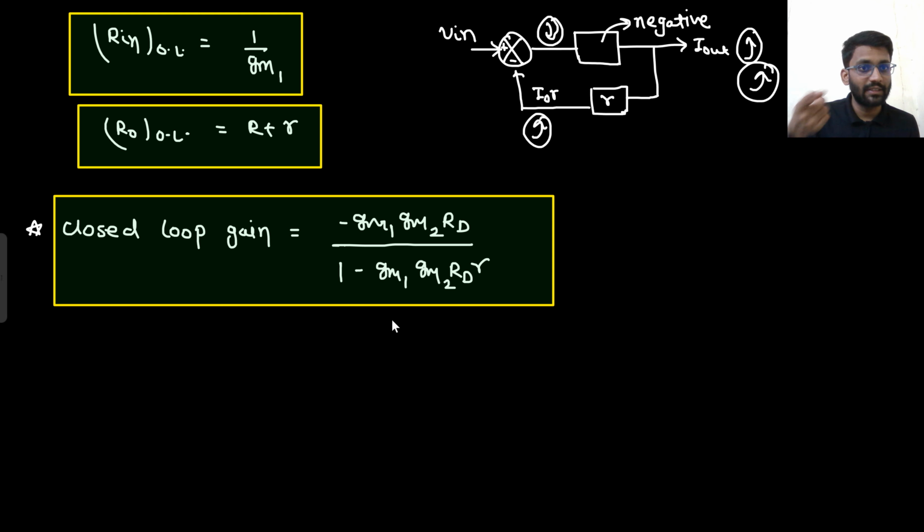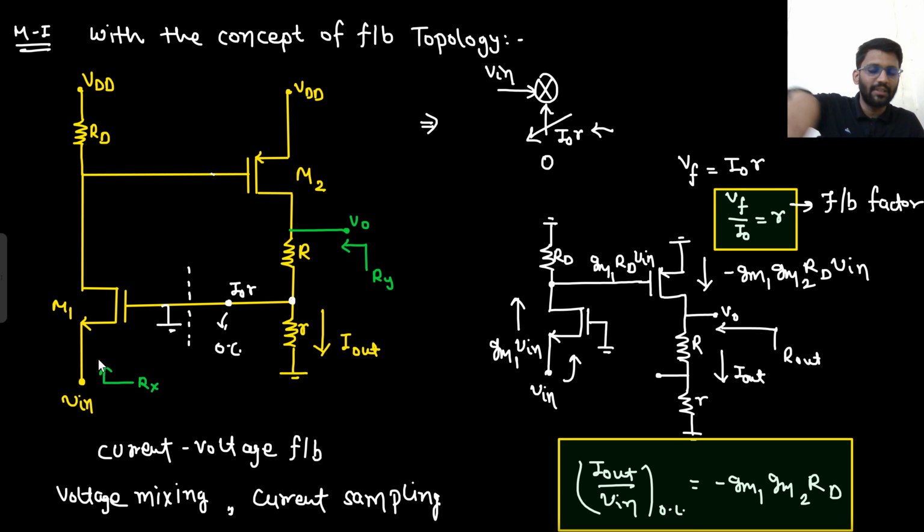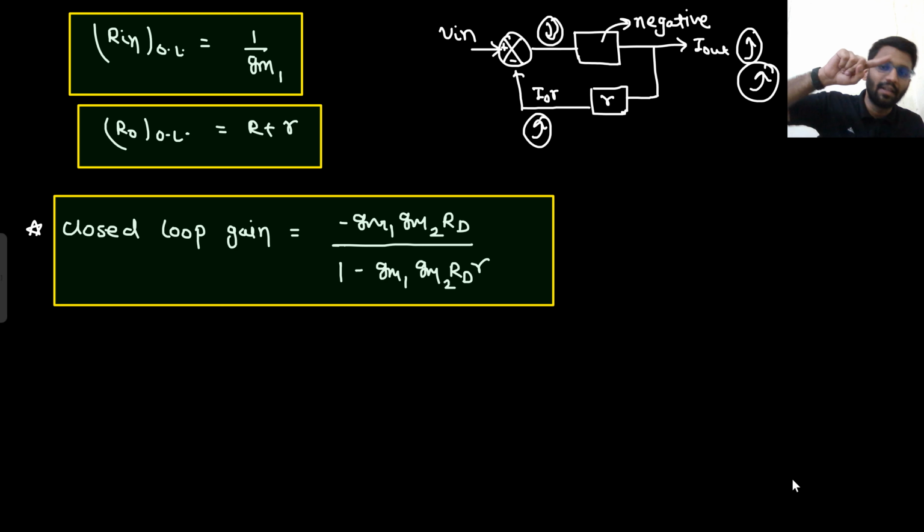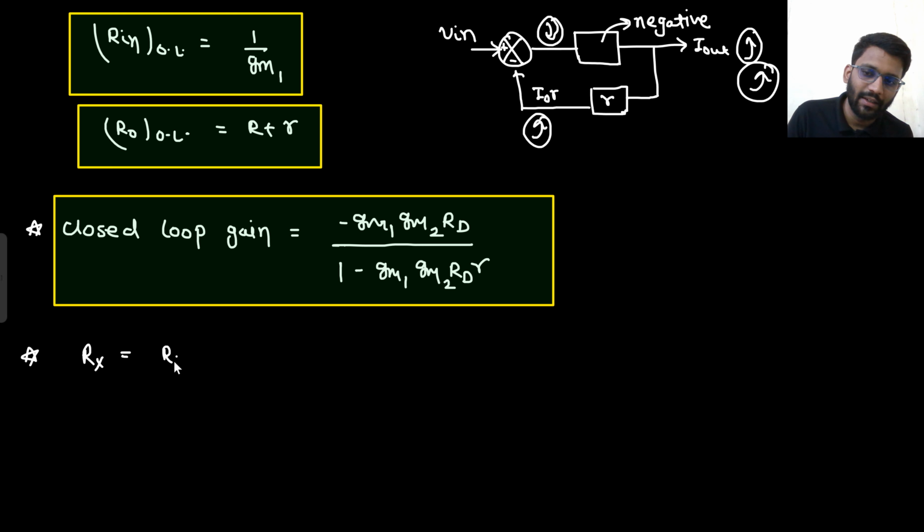So this is a positive feedback system. It looks like a negative feedback system because something is being subtracted, but still it is a positive feedback system because the gain that we are getting is negative. Well and good. Let's find the closed loop Rx value. Directly I am writing Rx. So what will be your Rx? R in open loop into 1 plus A beta. So directly I am going to write what is R in open loop. That is 1 by gm1 into this factor, 1 minus gm1 gm2 rd into r.